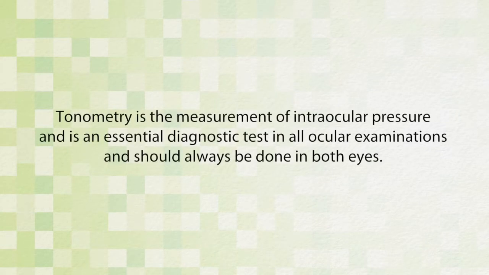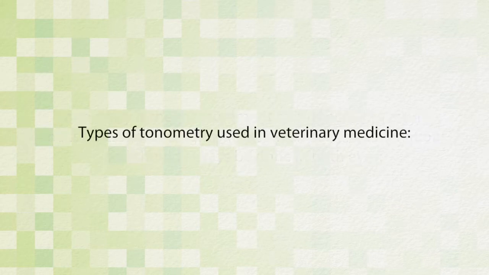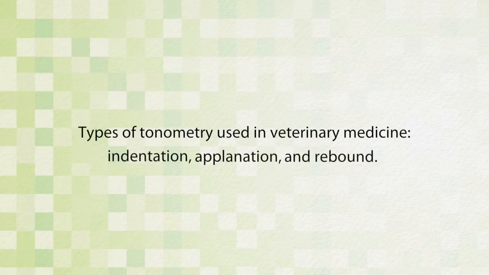Tonometry. Tonometry is the measurement of intraocular pressure and is an essential diagnostic test in all ocular examinations and should always be done in both eyes. There are 3 basic types of tonometry used in veterinary medicine: indentation, applanation, and rebound.